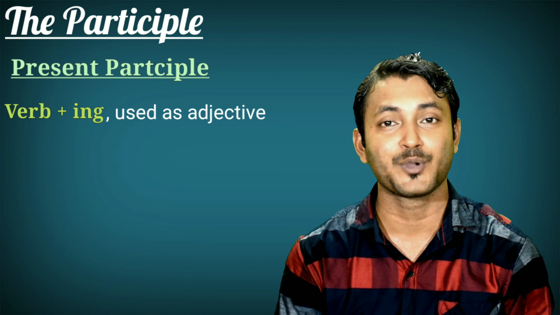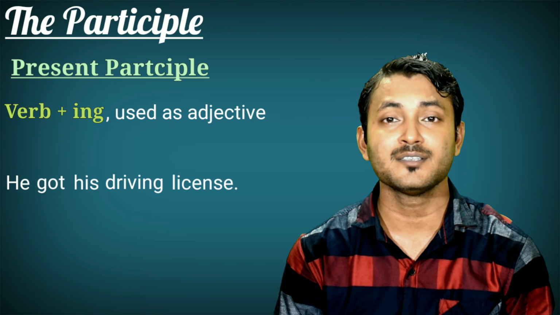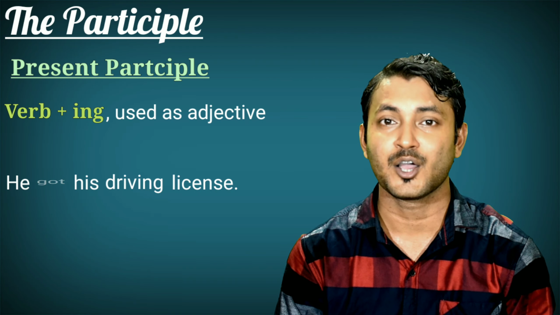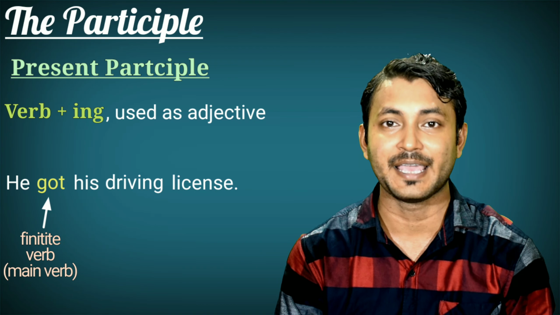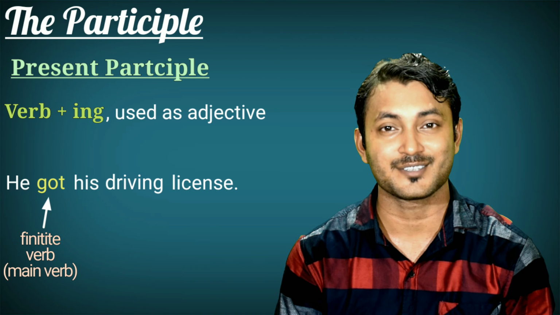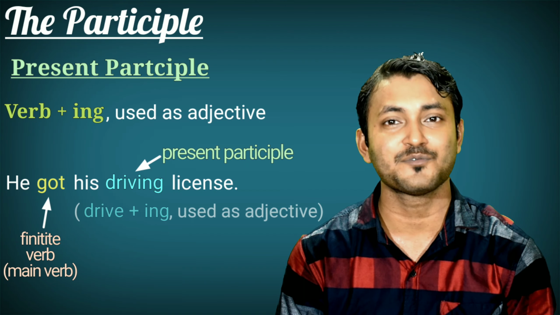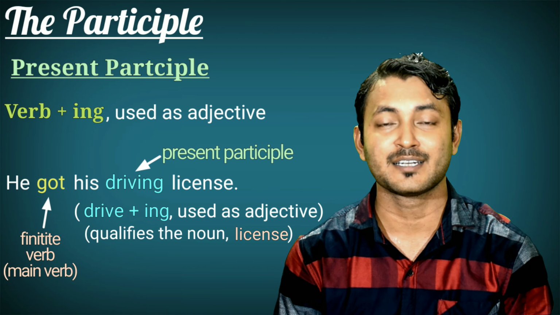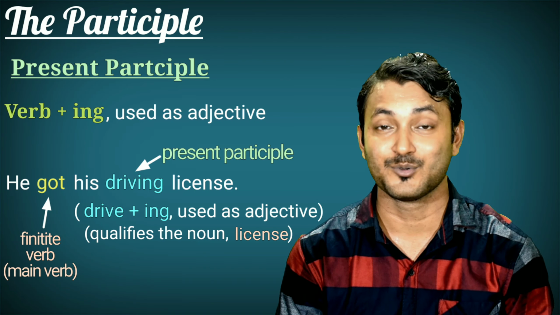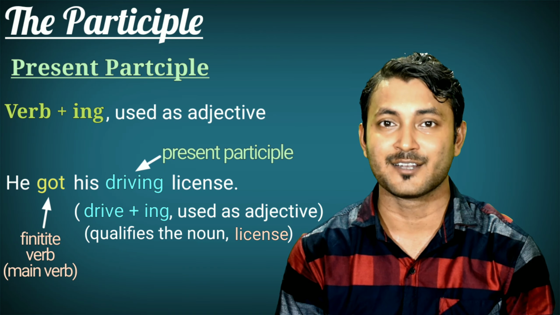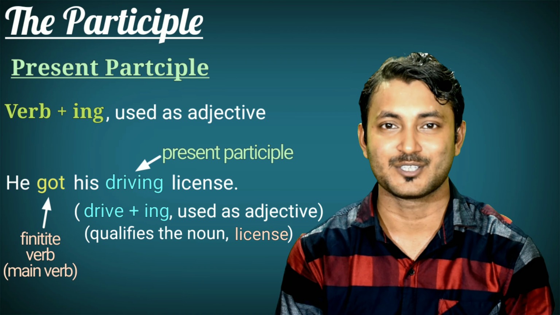For example, let us look at this sentence. He got his driving license. Here in this sentence, the main verb is got. It is the past form of the verb get. But besides this verb, there is another verb form used in this sentence, that is driving. It is the ing form of the verb drive, and it is used as an adjective here. The word driving is actually qualifying the noun license. So it is used as an adjective. As the ing form of a verb is used as an adjective here, it is our present participle.